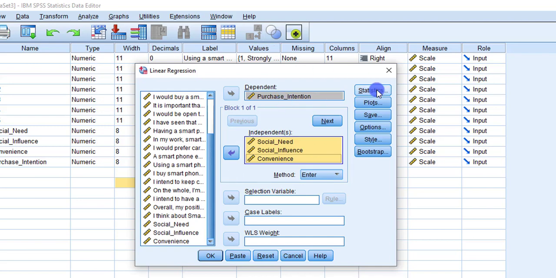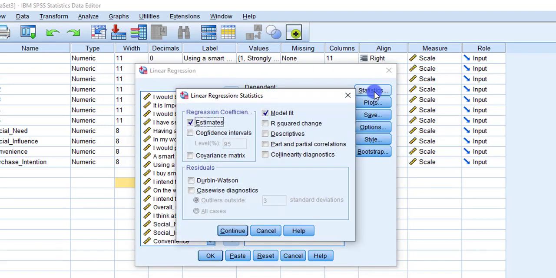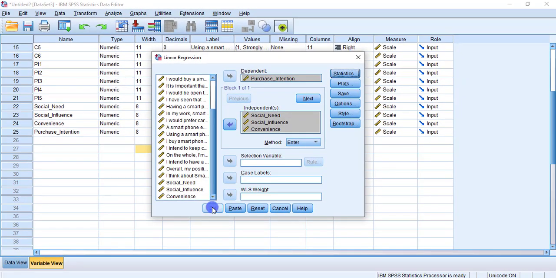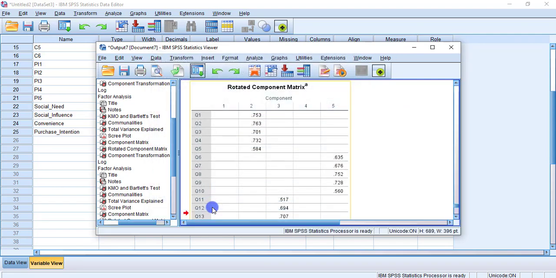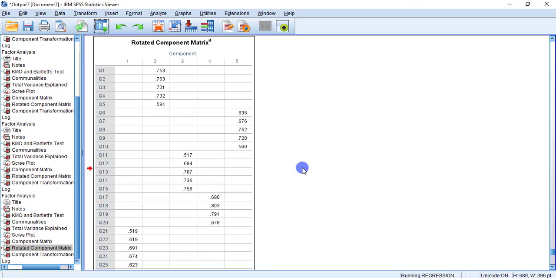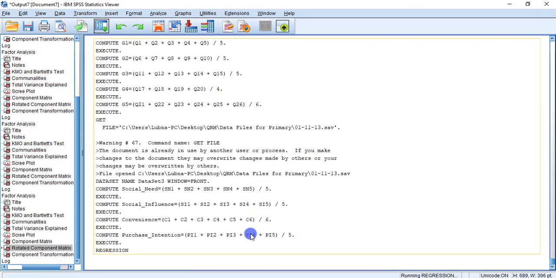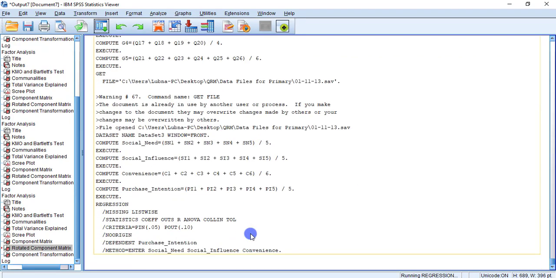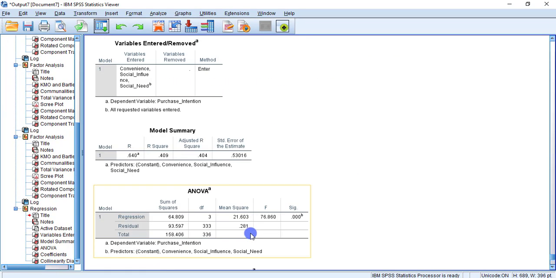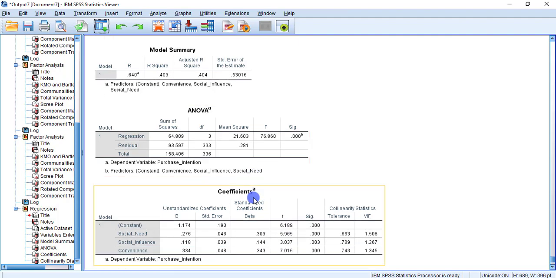So now I'm going to check only one option. Just go to statistics, and there is one option, collinearity diagnostics. Just check this option, press continue and press OK, because I'm ready to set. Let's press OK. Okay, this is the output.